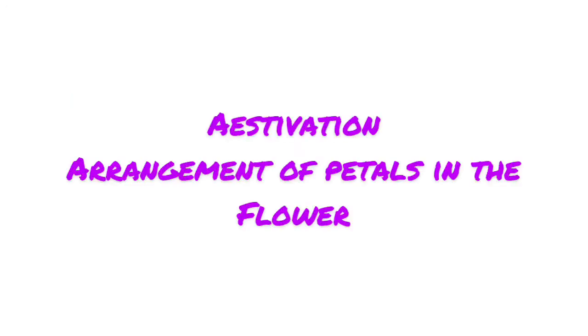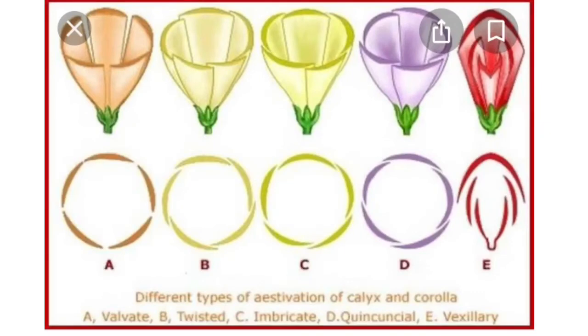Estivation, the arrangement of petals in a flower. It is of five types: valvate, twisted, imbricate, quincuncial and vexillary.